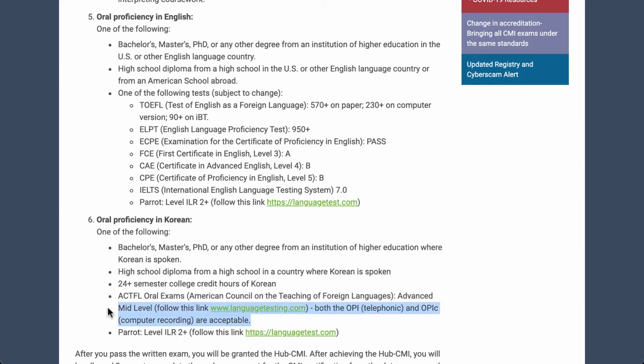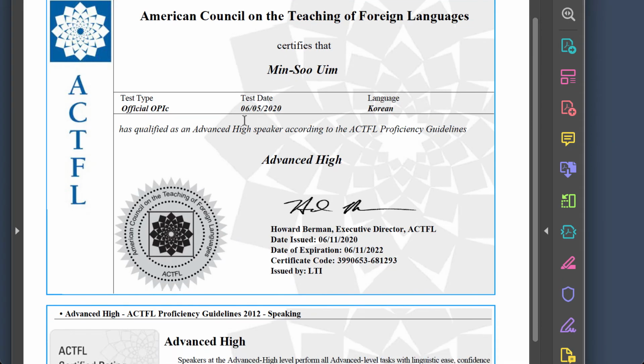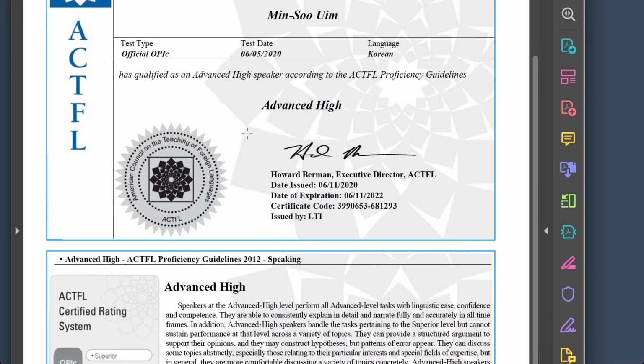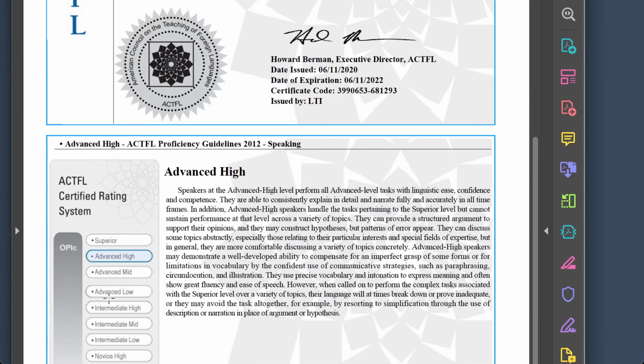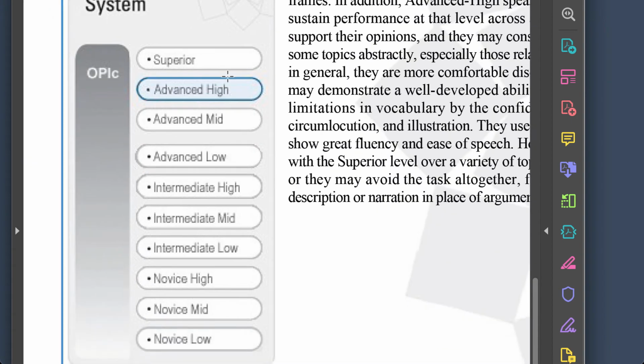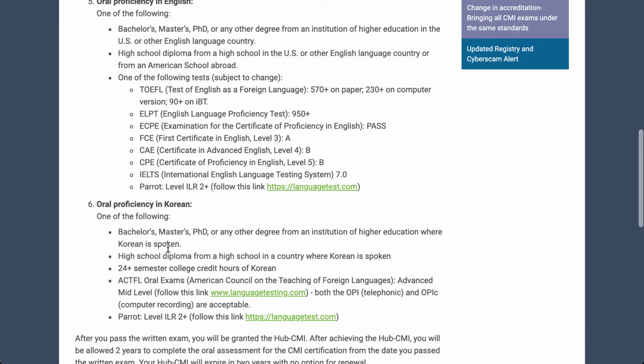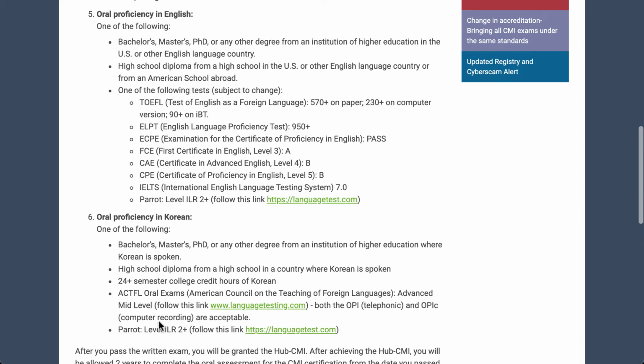But I did it at home. This OPIC, I think OPIC, the computer recording one, and this is what I got. So this American Council on the Teaching of Foreign Languages, I did get advanced high, which is not superior. Sad. However, advanced high is more than enough to prove your language proficiency, and I think the level you need to get is advanced mid-level. So I suggest you do that.